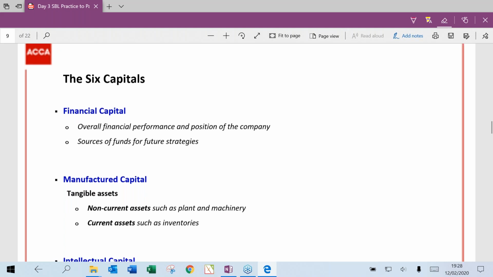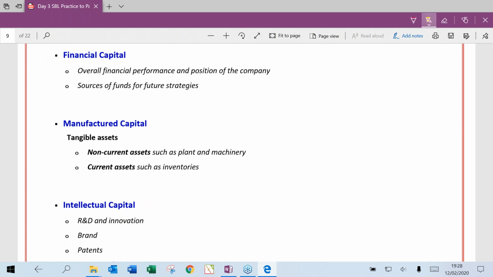The second capital is called manufactured capital. Now what does manufactured capital mean? It talks about tangible assets of the organization. When we talk about tangible assets, it includes two things. It includes the non-current assets of the organization, such as plant and machinery, IT infrastructure. It also includes current assets of the organization, such as inventories. Both of them, non-current as well as current assets, are part of manufactured capital. Okay.